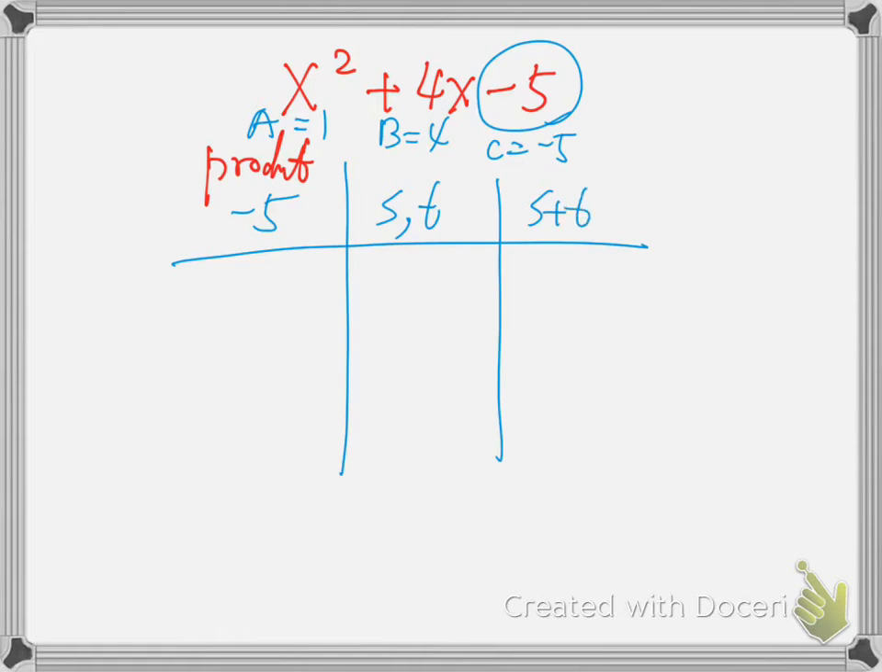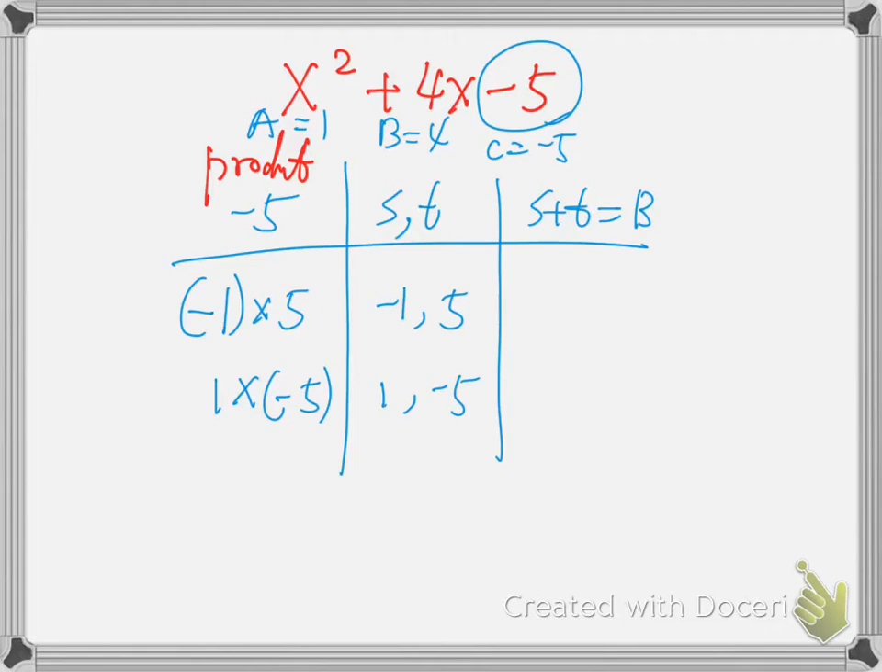So here's the sum, S plus T, which should be B, number 4, right? So we need a negative product. So how can we get negative 5? First we need 5. So 1 times 5. We need negative 5, so one of them is negative. So it's either negative 1 times 5 or 1 times negative 5. So we have two choices.